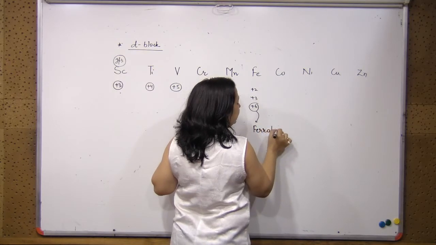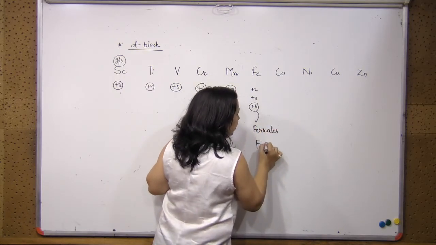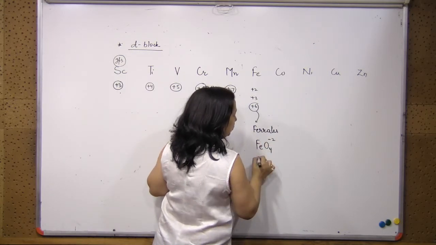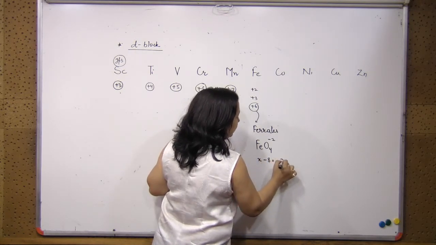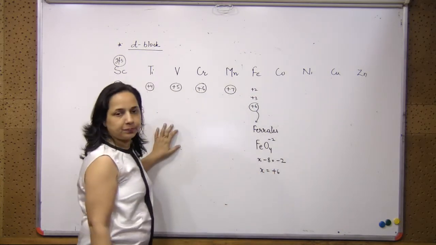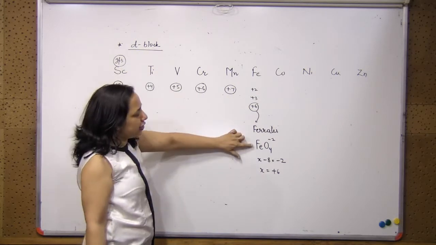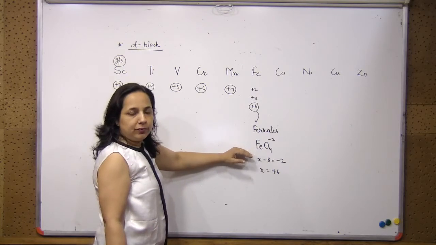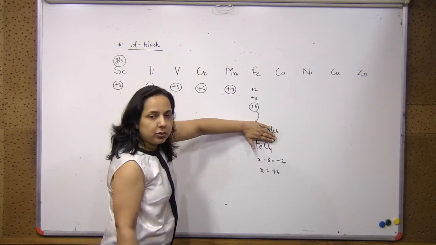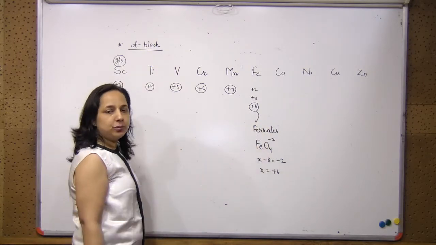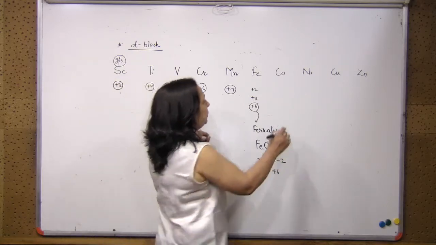It is only in ferrates. Ferrate is FeO4 2-. So x minus 8 is equal to -2. X comes out to be +6. Whenever there is a charge on that ion, the sum is written as equal to that charge. For example, if it is neutral, we write it is equal to 0. When there is a charge, we write it is equal to the charge. So x minus 8 is equal to -2, and x comes out to be +6.